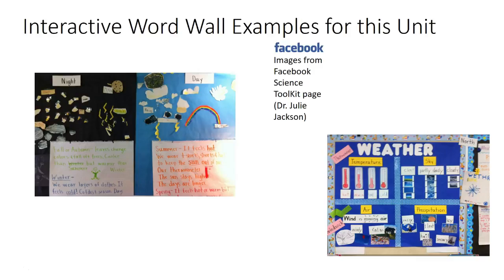So you see that there are student drawings up here of things that they would see at night, and then student drawings of things that they would see during the day. So you can envision taking your students out, observing some of the things that they see in the sky, or looking at some pictures of a night sky and adding these to the interactive word wall. And then we have some examples of some writing down here, or some observations that the students have included as well.